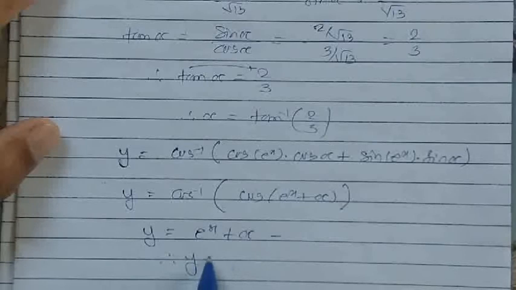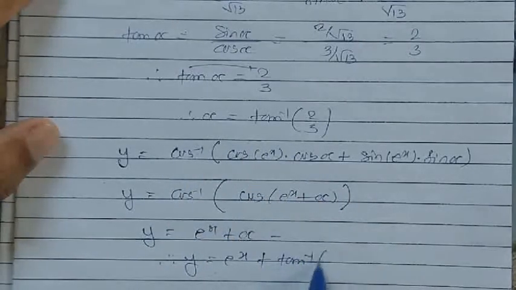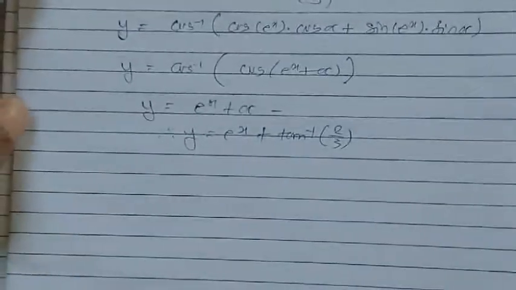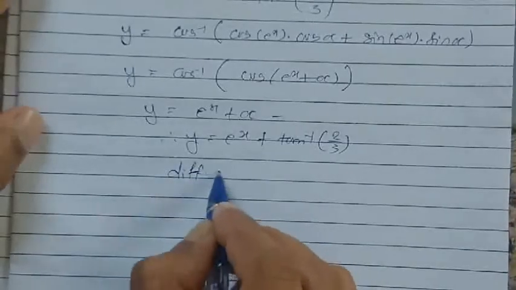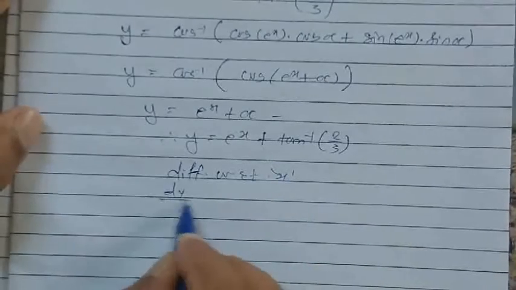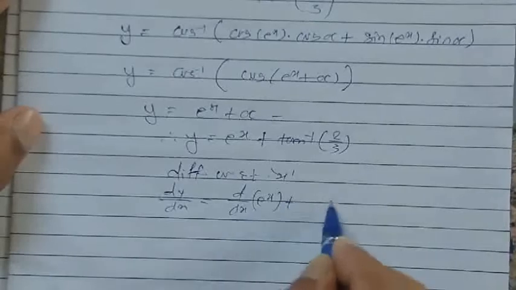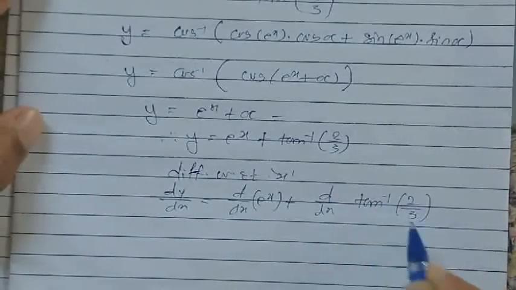Replace alpha by its value. Alpha is nothing but tan inverse of 2 by 3. Then here we have to find the dy by dx value. So differentiate the given y with respect to x. What we get is dy by dx equals d by dx of e raised to x plus d by dx of tan inverse of 2 by 3.